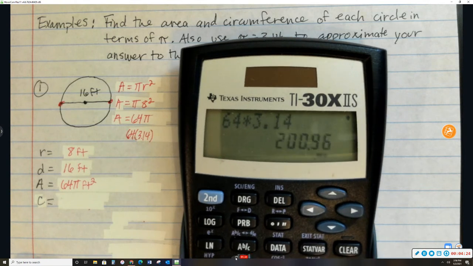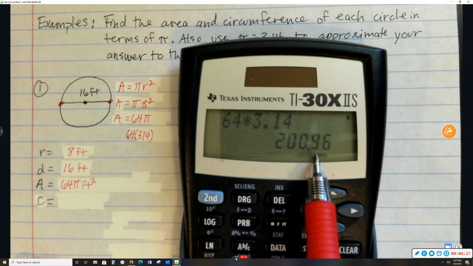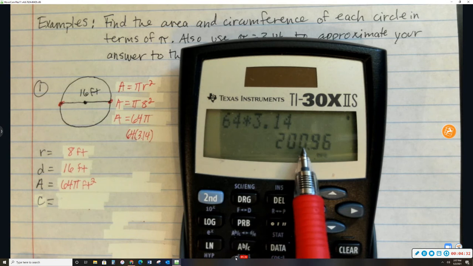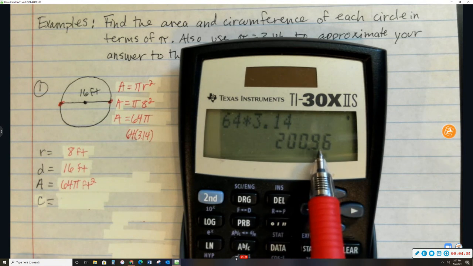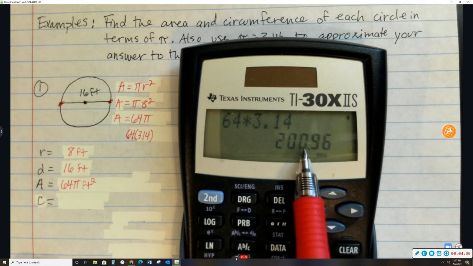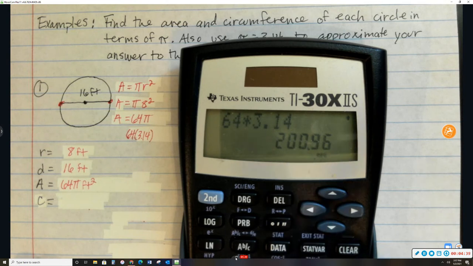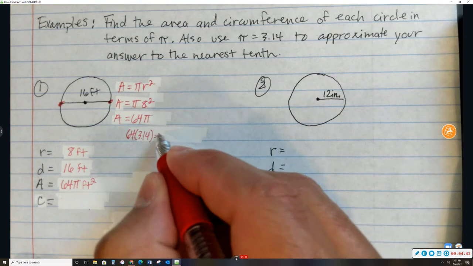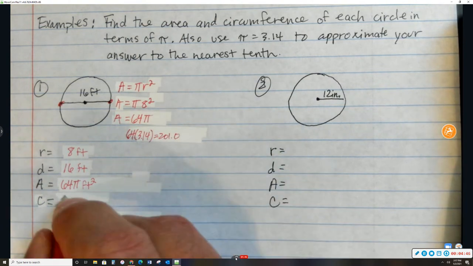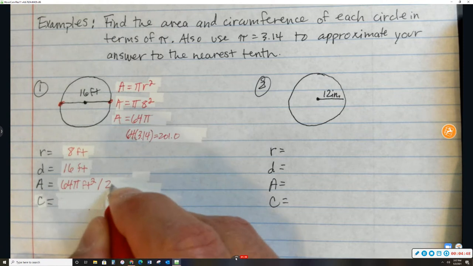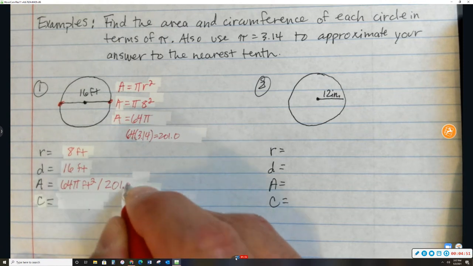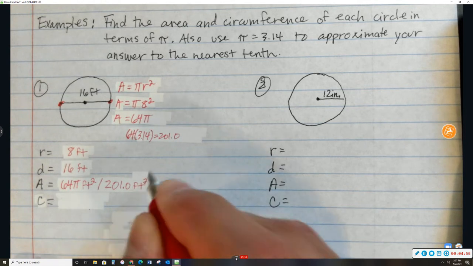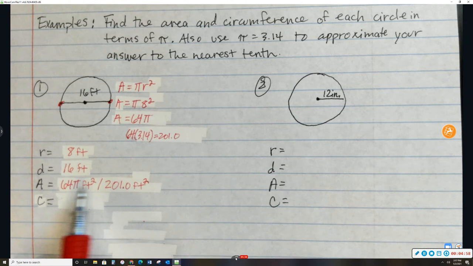64 times 3.14, and that's 200.9. No, it's actually going to be 201, because the 6 is going to bump the 9 over, which is going to bump this over. So 200, I'm going to put 201.0. So this will be 201.0. And then I'm just going to put it next to the answer with pi. Remember, area is always squared.